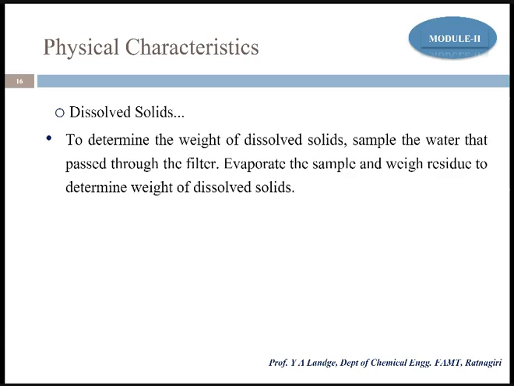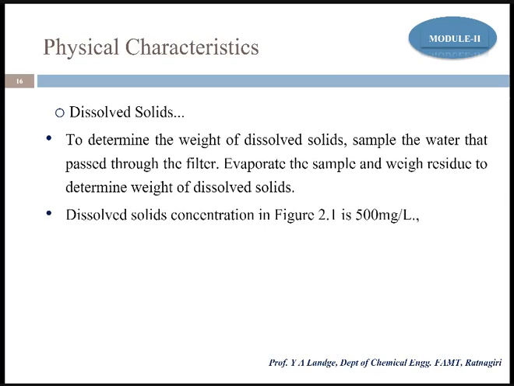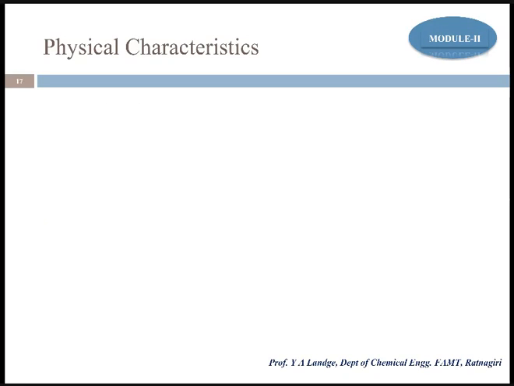First, we take a sample and filter it with the help of the membrane, and the suspended solid is captured on the screen while the dissolved solid moves with the water. Now the dissolved solid we can easily find out if we evaporate the water sample. So this water sample having the dissolved solids, we have to evaporate, and the remaining residue will give the dissolved solid present in the water. Okay. So mostly the concentration of this dissolved solid is 500 milligram per liter in the water sample.